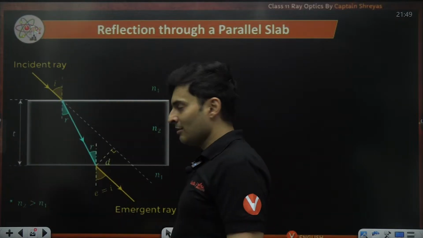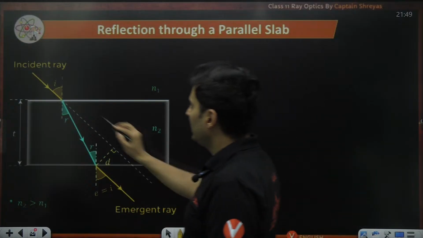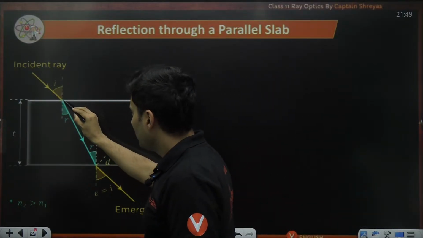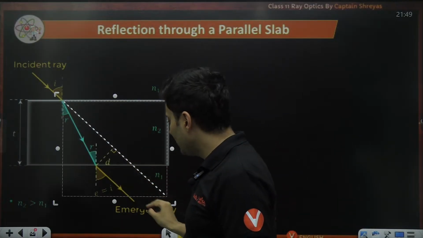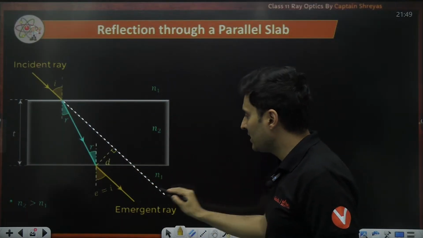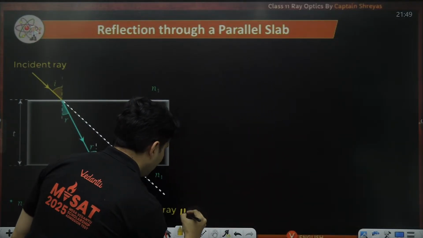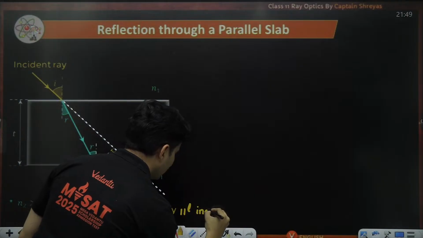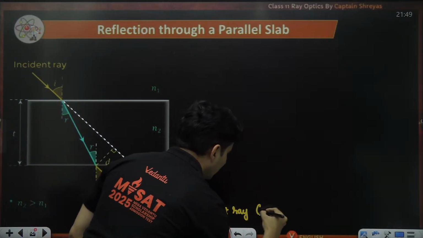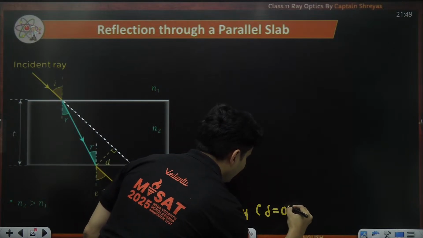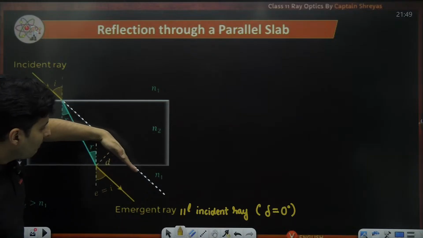But if the ray is making some angle, then things change. In fact, it is very evident here that as the ray enters, it will get refracted. Instead of continuing its journey along this path, it is now going here and then coming out from here. This emergent ray is parallel to the incident ray. So technically the angle of deviation is 0 degrees. The light ray has not deviated its path, but it has shifted.